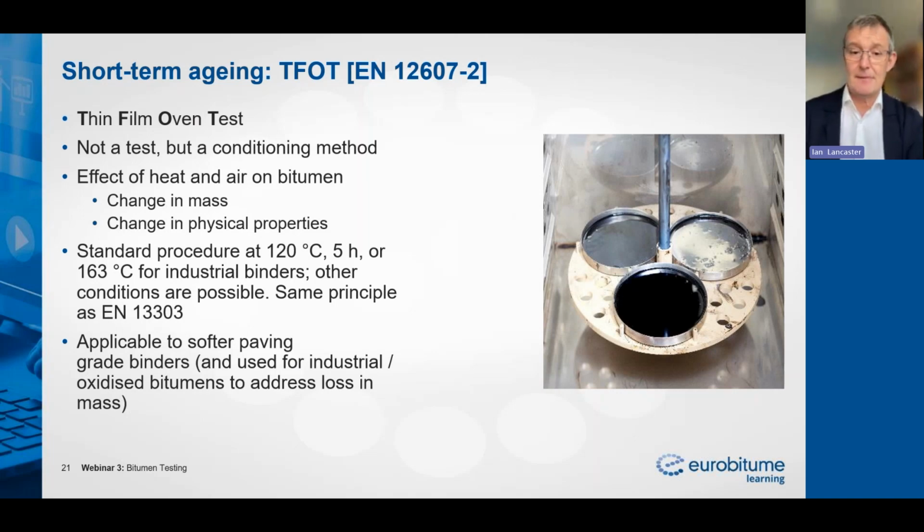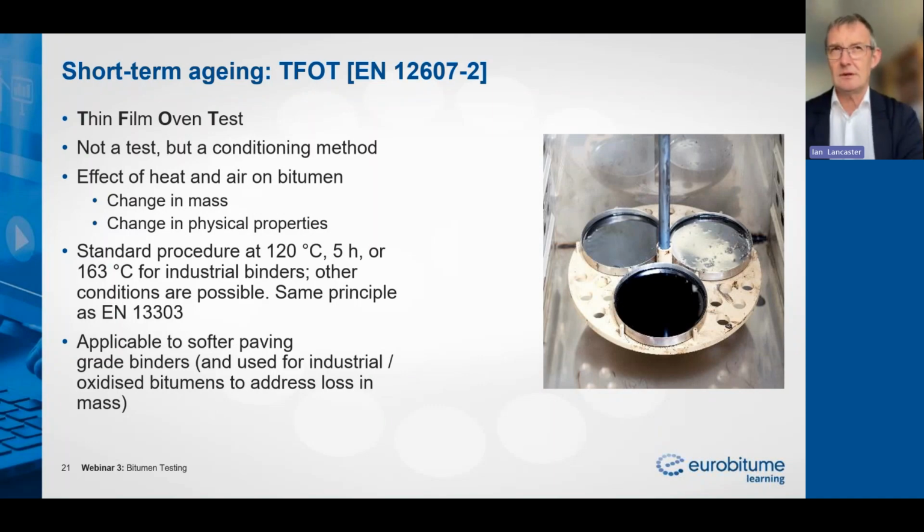There is another short-term aging method in reasonably common use, which is 12607 Part 2, and this is the thin film oven test. It differs from the rolling thin film oven test by virtue of the fact that there is no real motion. The binder is static, and this particular test is designed to address volatiles lost on storage. So we place our samples of binder into those containers. We heat it up to 120 degrees for 5 hours, or 163 for industrial binders. And again, we then measure the change in properties over that time.